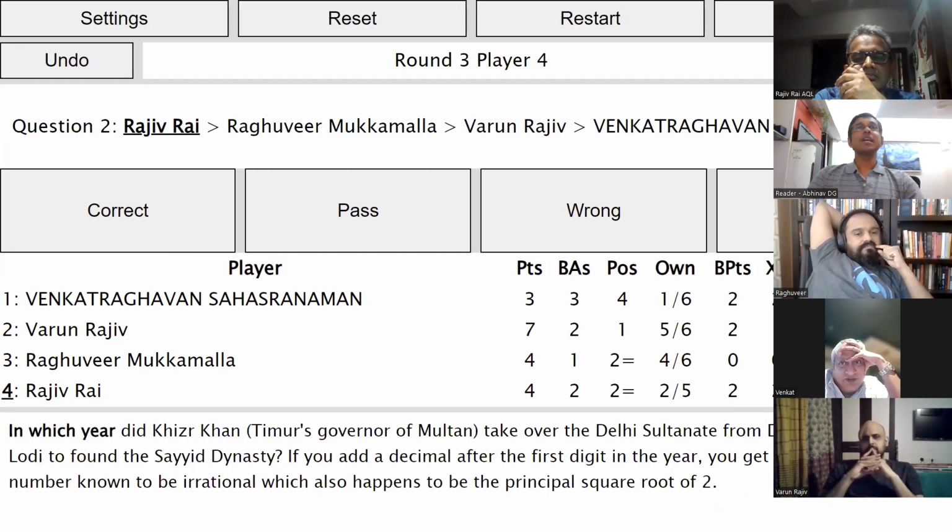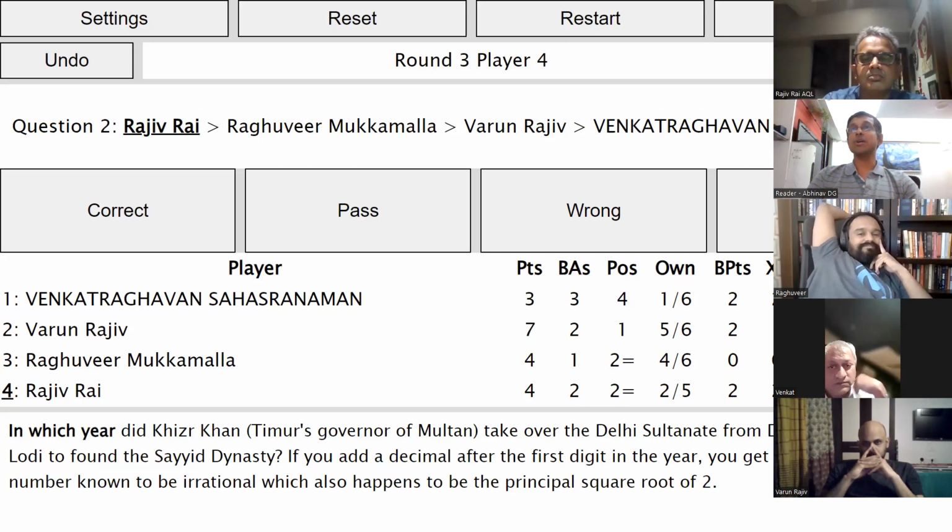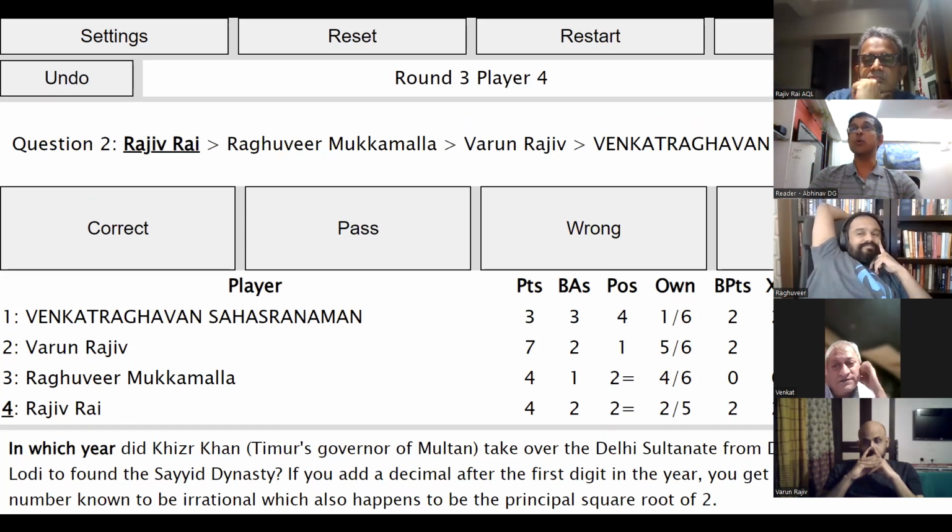The next question. In which year did Khizr Khan, Taimur's governor in Multan, take over the Delhi Sultanate from Daulat Khan Lodi to found the Sayyid dynasty? If you add a decimal after the first digit in the year, you get the first number known to be irrational, which also happens to be the principal square root of 2.